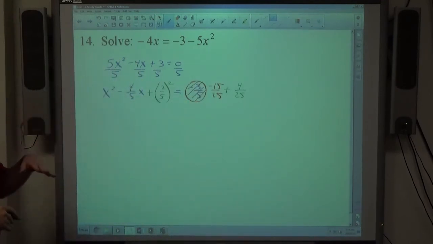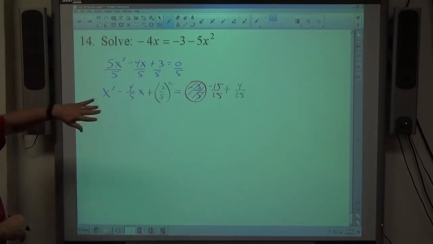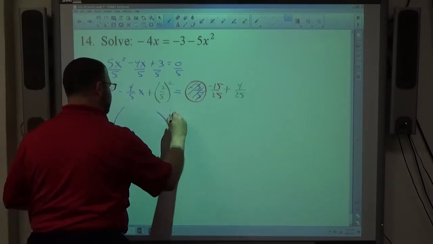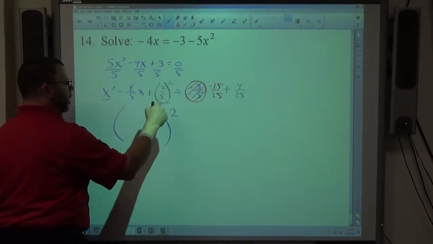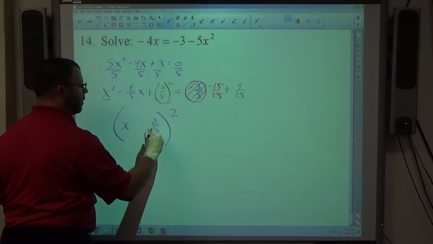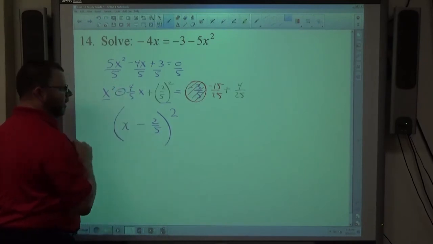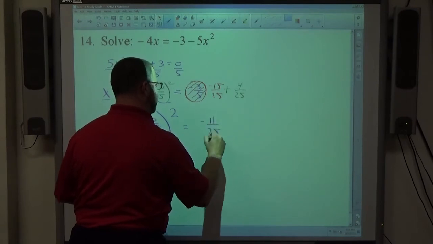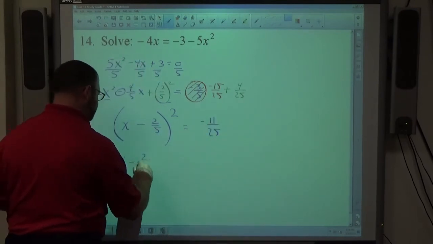Once I've created that common denominator, the right-hand side is simply going to add together, the left-hand side, you get what you get. So here I'm going to get a parentheses squared. I take the square root and the square root, so x and 2/5. I take this sign. On the right-hand side, negative 15 plus 4 is negative 11/25. Square root both sides.